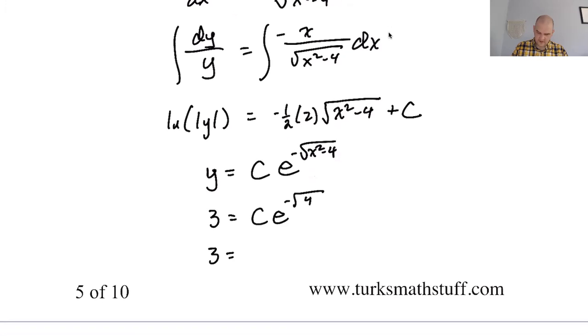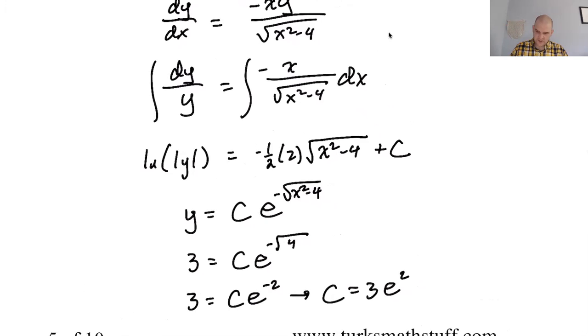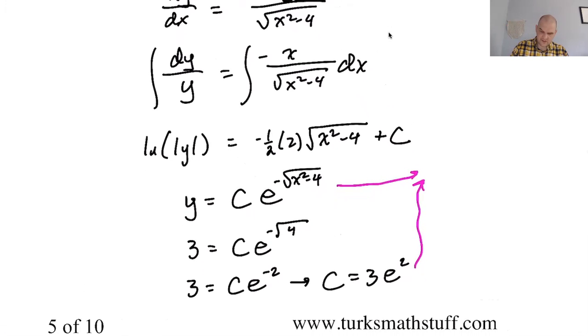Okay, so that's 3 equals c e to the negative second. So c is 3 divided by e to the negative second, but 1 over e to the negative second is just e to the second. So I think it's 3e to the second. And then we can combine which steps? I'm going to combine this step and this step and end up with my solution.